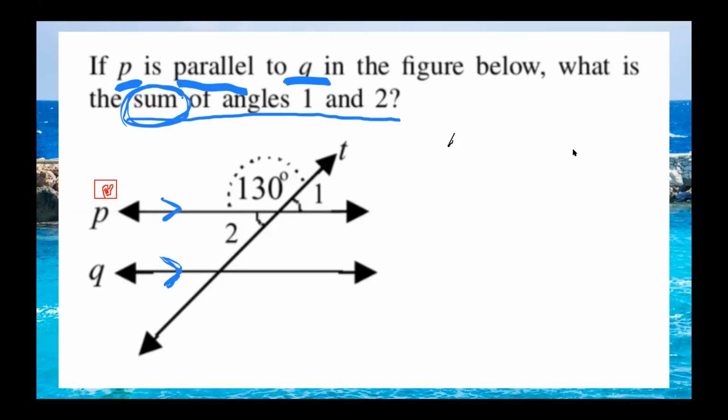Well, 130 degrees is on that line, so either 130 degrees plus angle 1 would equal 180 degrees, or you could do 130 degrees plus angle 2 and you would also equal 180 degrees. Perfect. And thank you for explaining that to us.